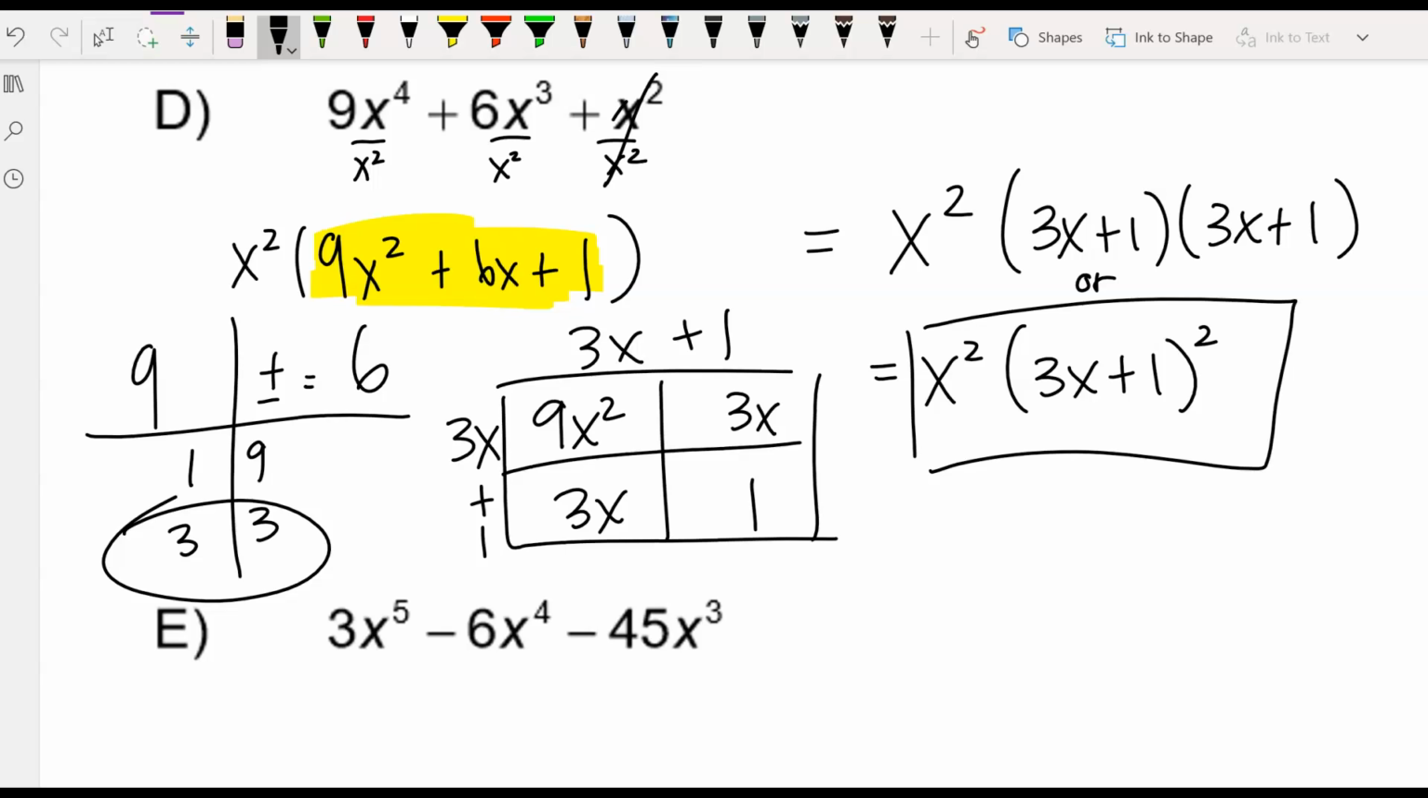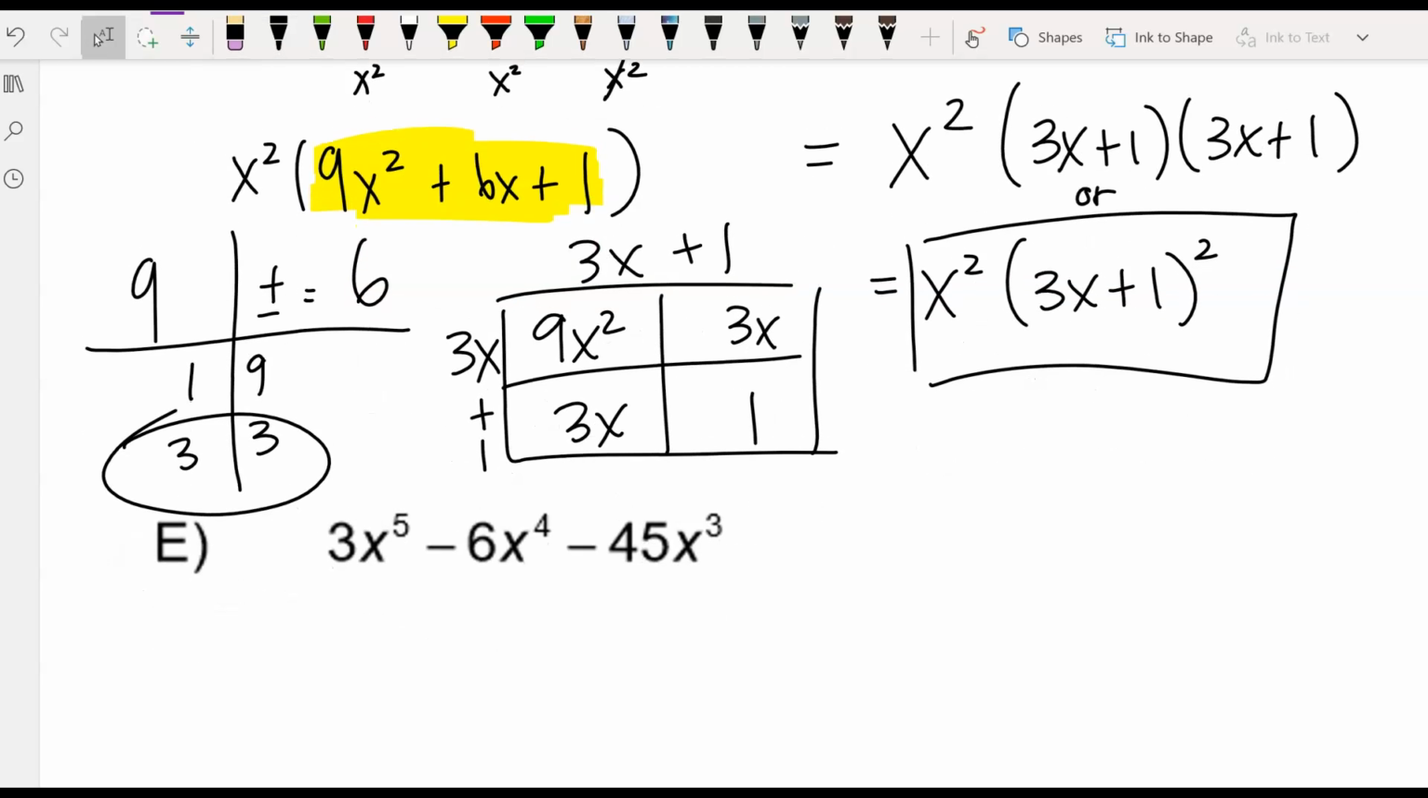Okay, so you should have gotten x squared times 3x plus 1 squared, or that x squared times 3x plus 1 times 3x plus 1. So notice the factors are the same. So when that happens, that's just a squared there for your answer.